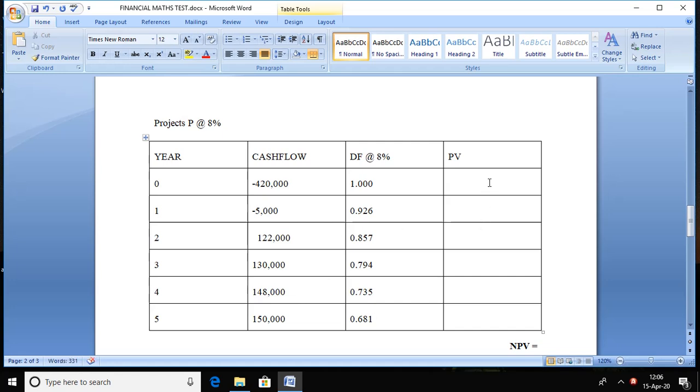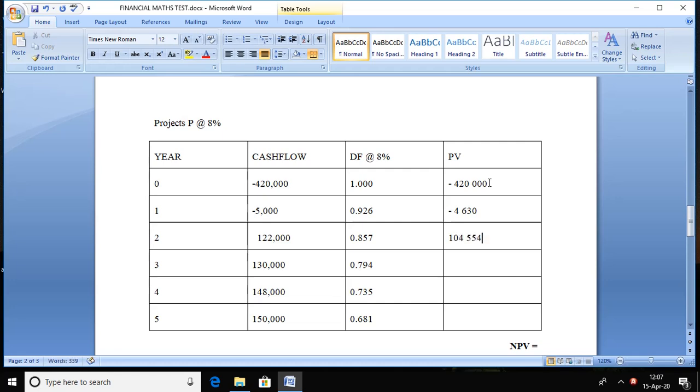Then you begin to multiply. Negative 420,000 by 1. That's negative 420,000. Then you have negative 5 multiplied by 0.926. That is going to be negative 4,630. Okay, so 122 by 0.857, that will be 104.